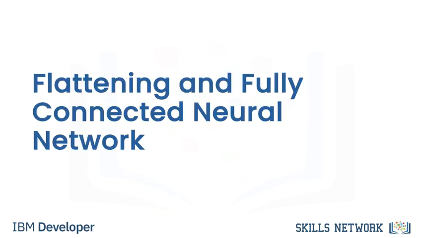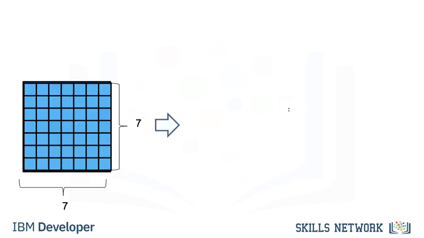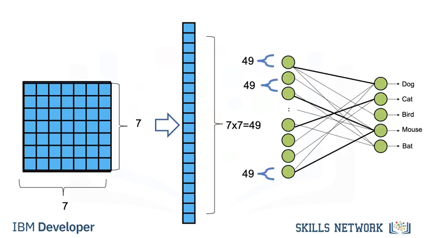Finally, we have flattening and the fully connected layers. We simply flatten or reshape the output of the feature learning layers and use them as an input to the fully connected layers. For example, if the output of the max pooling layer is 7 units of width and 7 units of height, we flatten or reshape the output. This is analogous to a feature vector. This is the input to the fully connected layer.